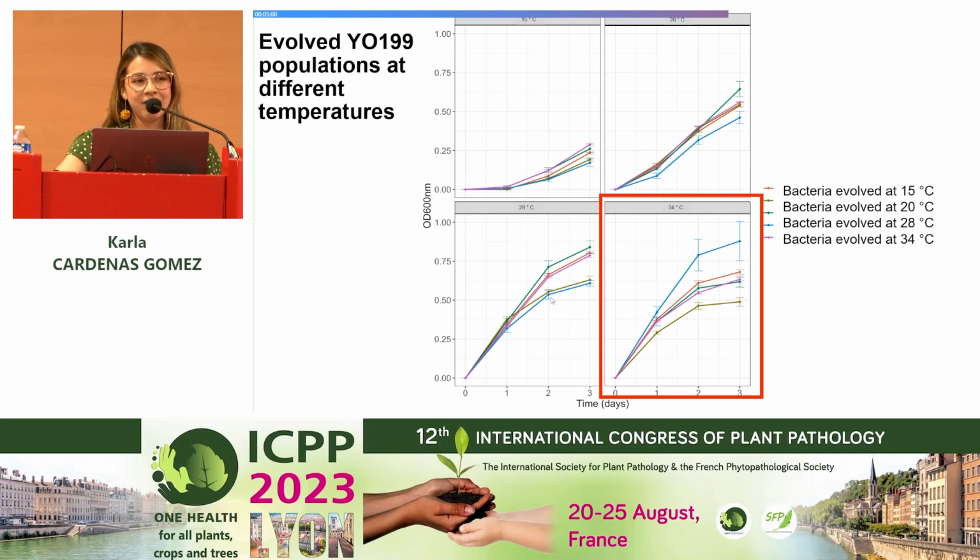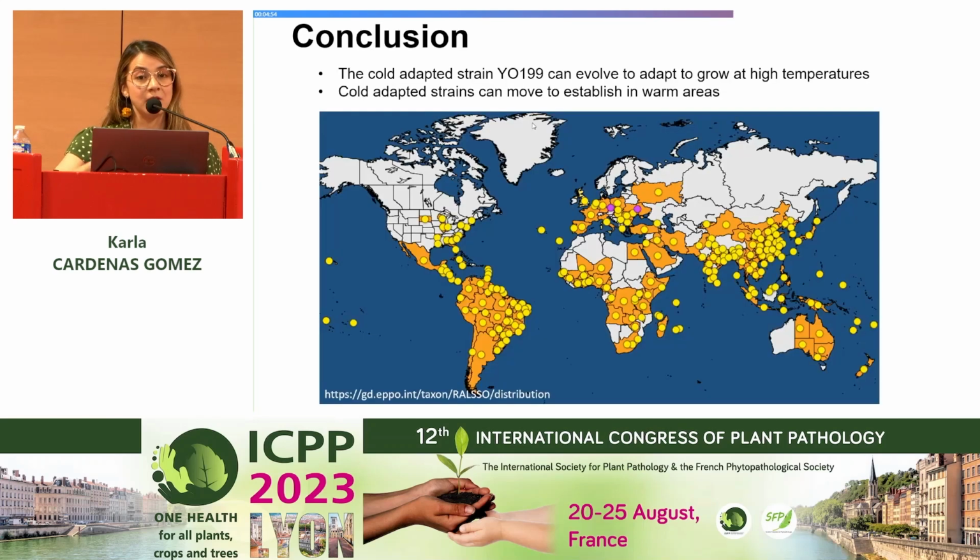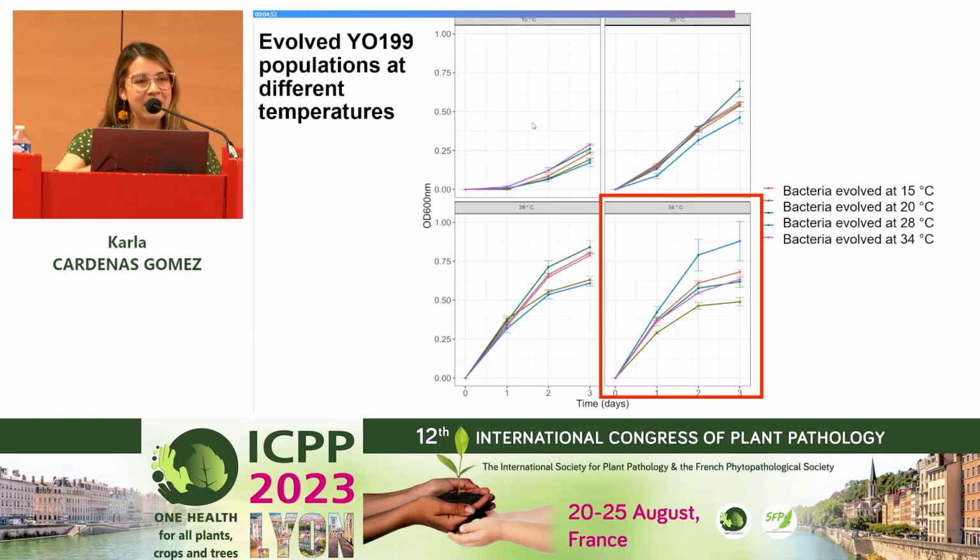But then they have a trade-off result because they're not growing as well in lower temperatures. Meaning that there was a trade-off, meaning that there was an adaptation, meaning that maybe this strain can evolve to survive at higher temperatures.